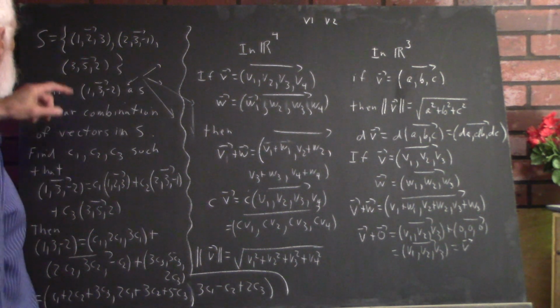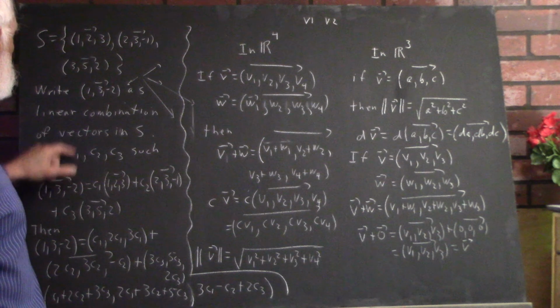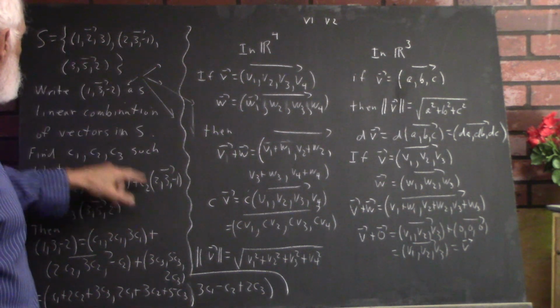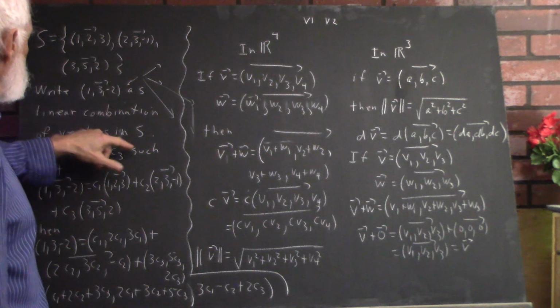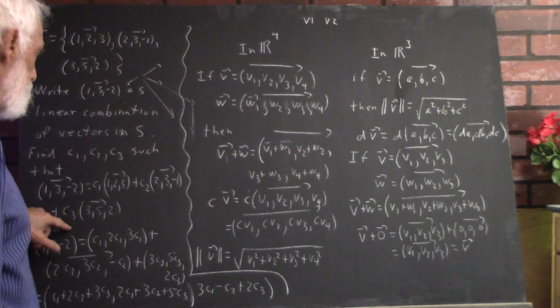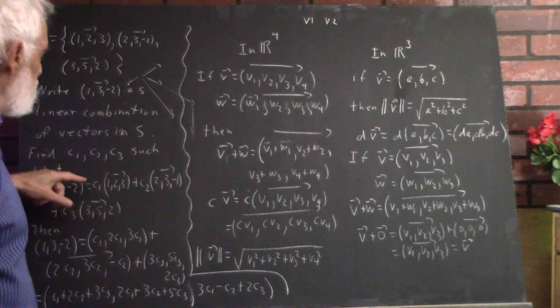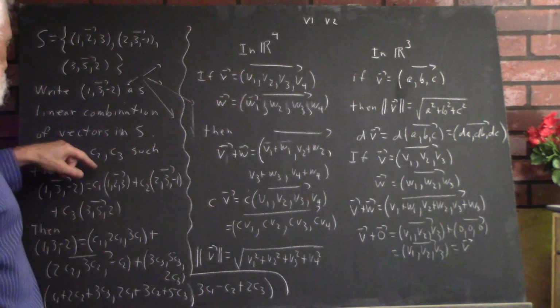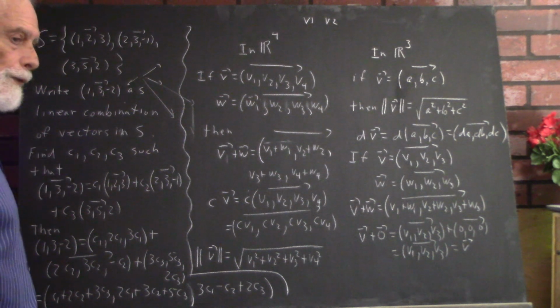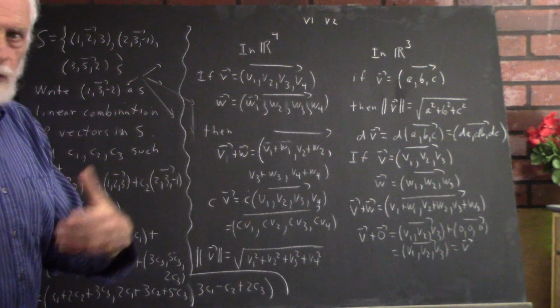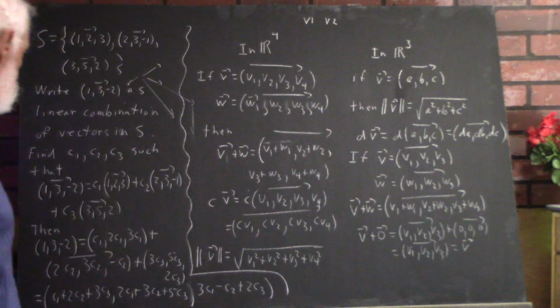So our linear combination will be C1 times this, C2 times this, and C3 times this. We want to see how to write this vector as this sum, and we're going to have to solve for C1, C2, and C3. Turns out we're going to get three simultaneous equations that we can change into a matrix equation and solve using matrix methods.